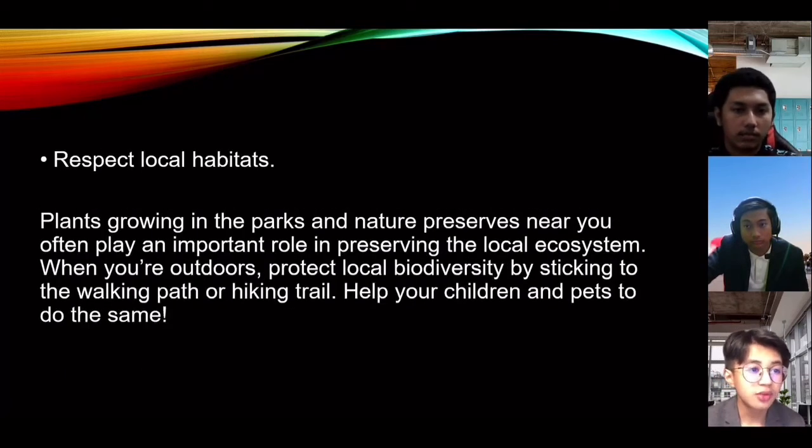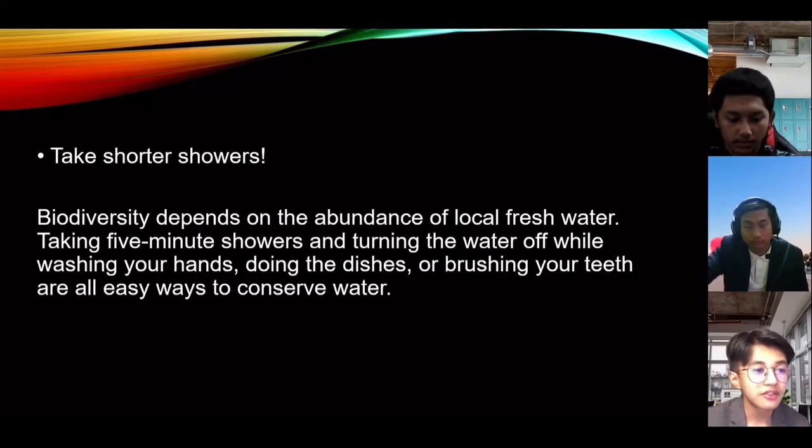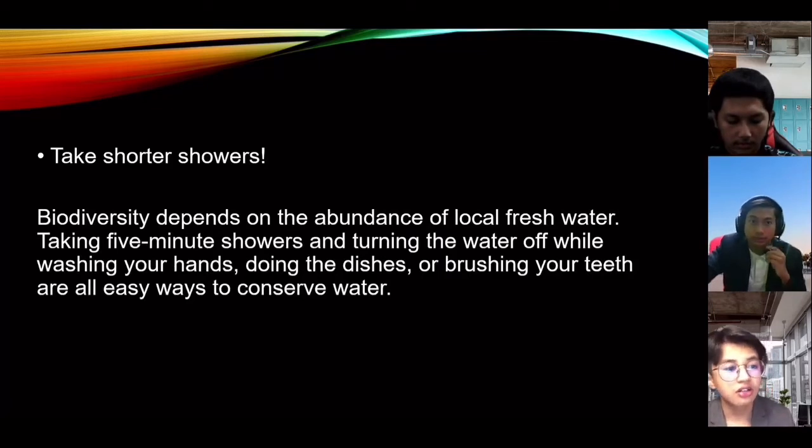Take shorter showers. Biodiversity depends on the abundance of local fresh water. Taking 5-minute showers and turning the water off while washing your hands, doing the dishes, or brushing your teeth are all easy ways to conserve water.